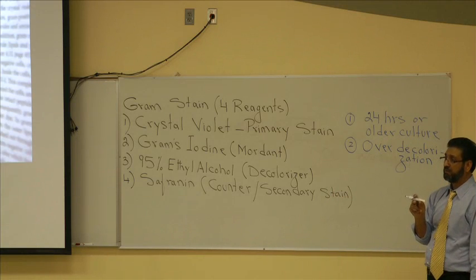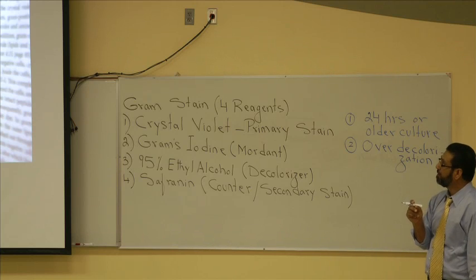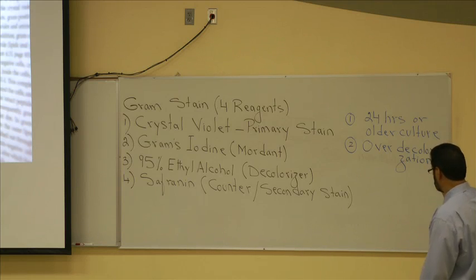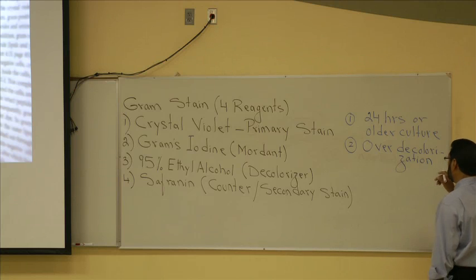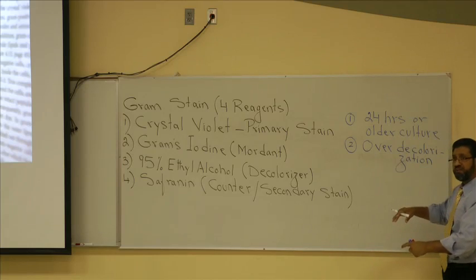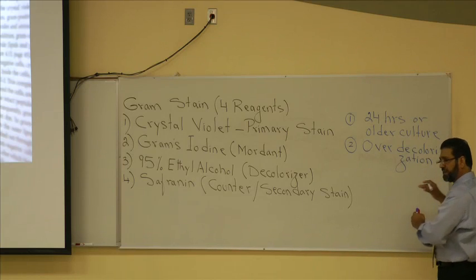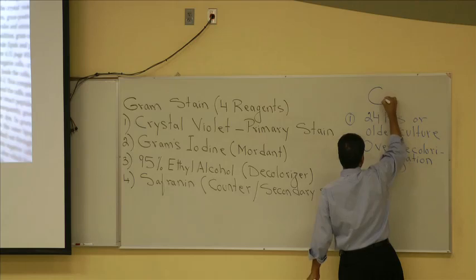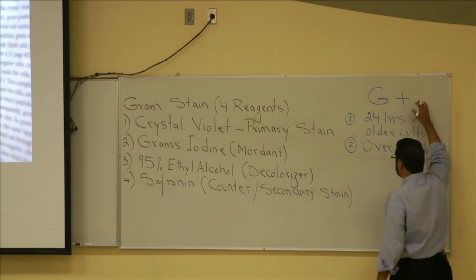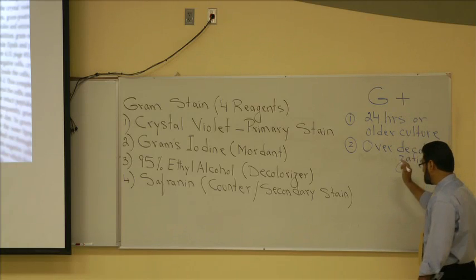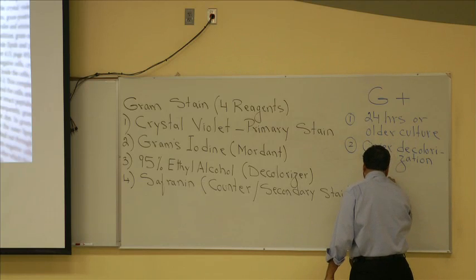So in other words, the dots would be pink instead of purple? Exactly. Why would they be pink? These are the reasons. Over-decolorization. First, I have to explain the principle to you, then I'll explain. Remember, this is only for gram-positive. And those gram-positive that appear pink because of these two reasons are called gram variable.